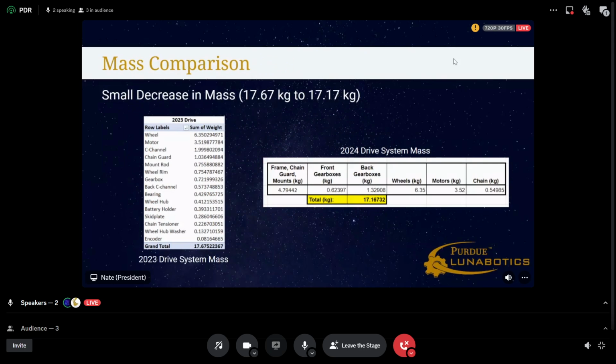Okay, so to compare the masses, some of the masses from last year are on the left, and this year is on the right. There is a small decrease, but it can be noted that not all the things have been added in, like for example, the battery holder and/or the skid plate and fasteners. So considering that, we're likely to be a little bit more weight, but this would make sense as the dimensions have increased, and also we're using box tubes instead of C-channel as well.